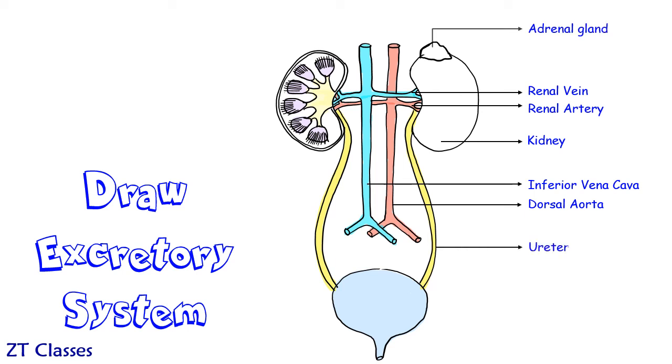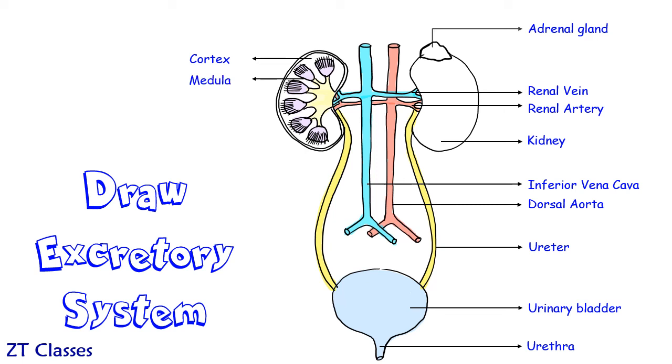Next, these yellow tubes which are coming down are ureter, and down below is urinary bladder, and the outlet from urinary bladder is your urethra. Inside the kidney, so this empty part outside is cortex, and these pyramid shapes are your medulla, and inside from medulla the urine is getting filtered and going into the pelvic region with the help of nephrons. This is your pelvis region.